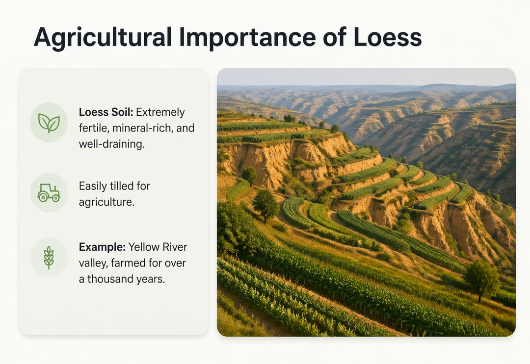What makes loess so important is that it develops into some of the most incredibly fertile agricultural soil on the planet. Because it is made of fine wind-ground minerals, it is packed with nutrients. It drains water beautifully and is very easy to plow and plant. Even though it can erode, it does so slowly enough that civilizations have thrived on it. For instance, Chinese farmers have been successfully cultivating the thick loess soils around the Yellow River for well over 1,000 years.